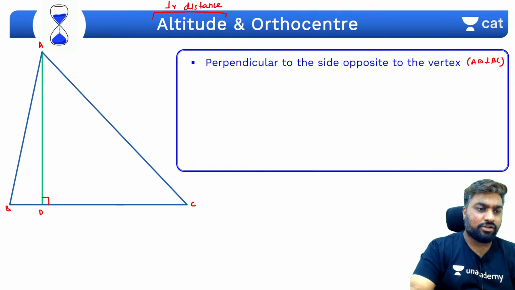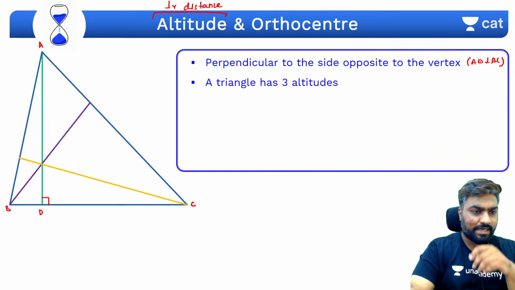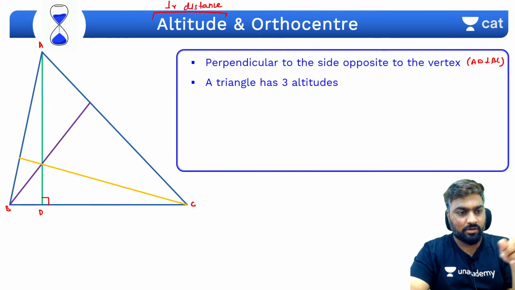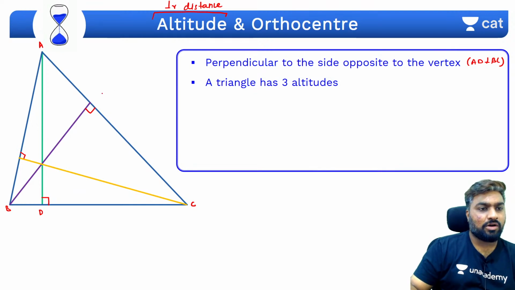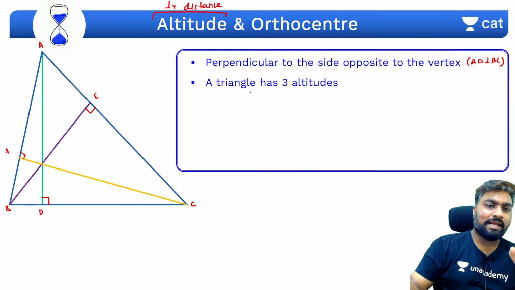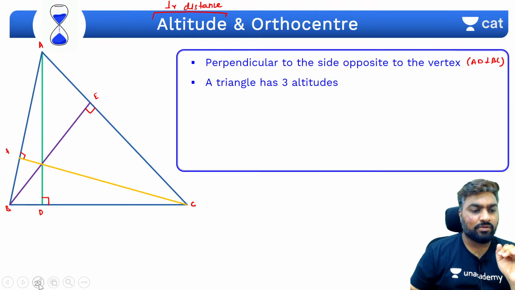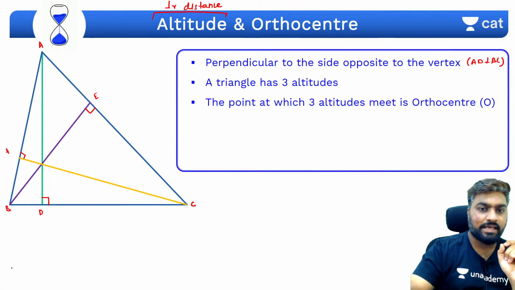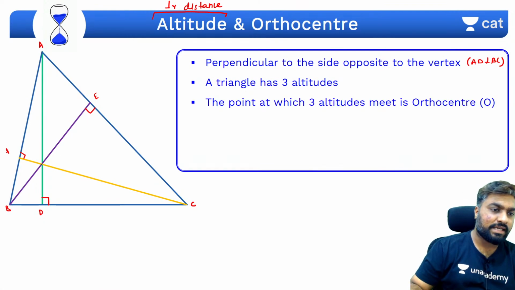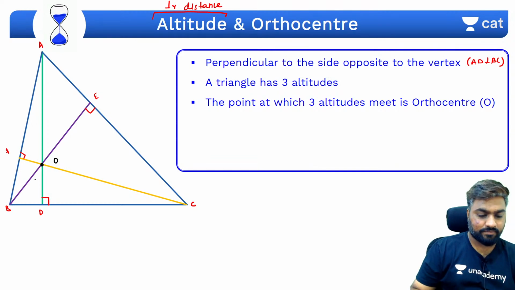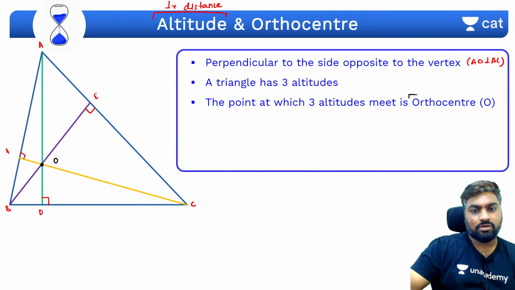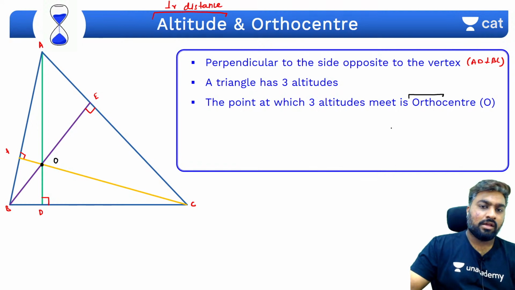Just like this, if I draw perpendiculars from all the three vertices, this is perpendicular, this is also perpendicular, right? Let's call them BE and CF. So what? There are three altitudes. These three altitudes meet at a point. Yes, they coincide. Always they will coincide, and they coincide at a point which is called the orthocenter. Yes, orthocenter. Got it?